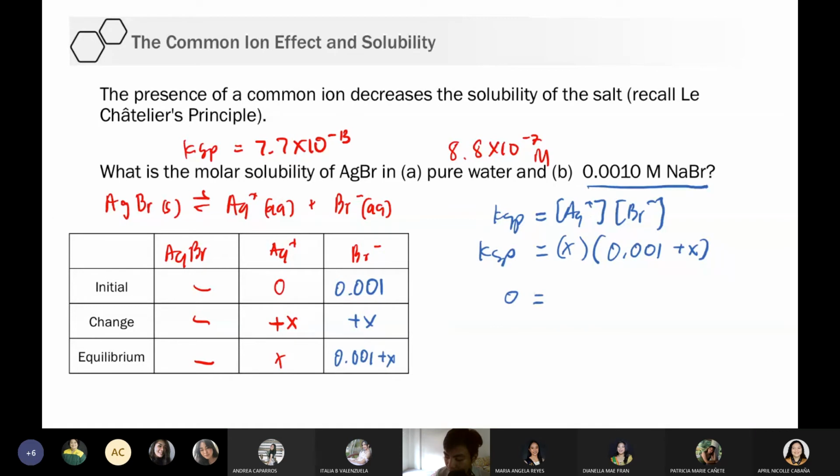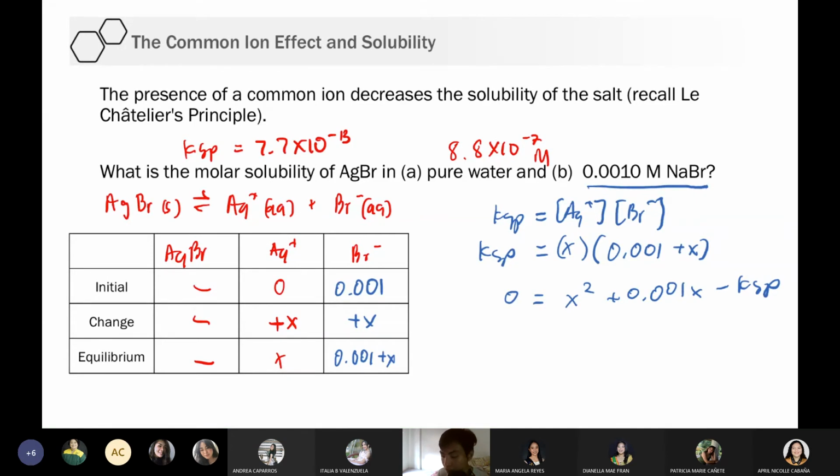So that will be x squared plus 0.001x minus Ksp. Okay, so this is the quadratic equation. This is the polynomial that we can derive out of this. I distributed x dito, so I got this. I distributed x doon, so I got x squared. I moved the Ksp to the right para sama-sama sila.